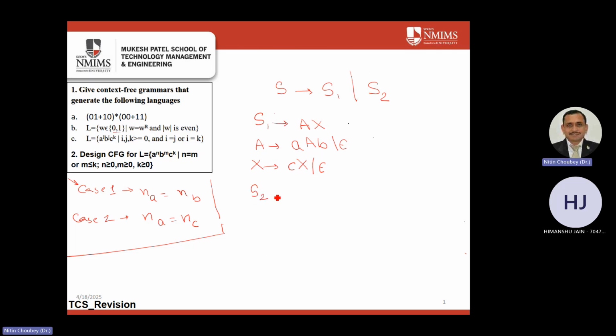Likewise, we can go for S2. Now, what does S2 say? The number of a's is equal to the number of c's. So let's have S2 gives a S2 c. Now this will generate as many a's, those many c's, or we can terminate it with the middle symbol, that is b, which has no relation with how many times a's and c's are generated. Let's take B for that, where B is small b, capital B, or epsilon. Understood?